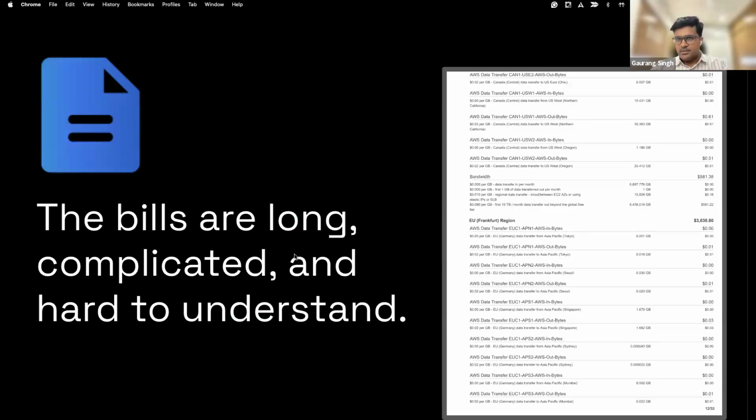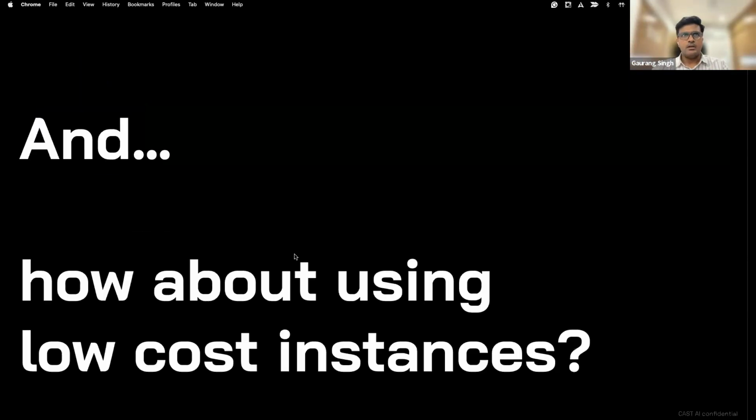You have line items in the bill, and the line items are by region. Every region has some compute cost, some data cost, some network cost, but ultimately you will not be able to understand what it relates to your actual real-time usage: how much your application costs, how much your product costs. There's no direct correlation. It just tells you how much you have provisioned in the infra. And it's very complicated.